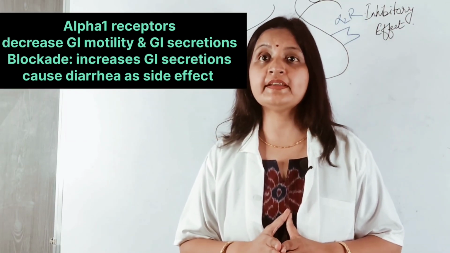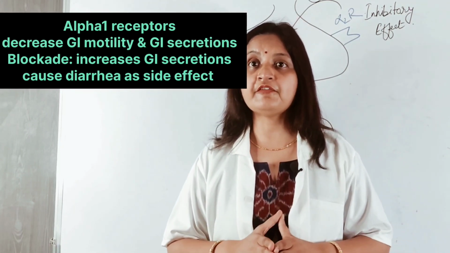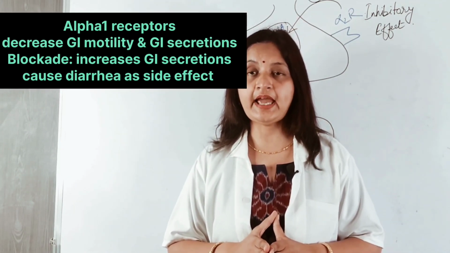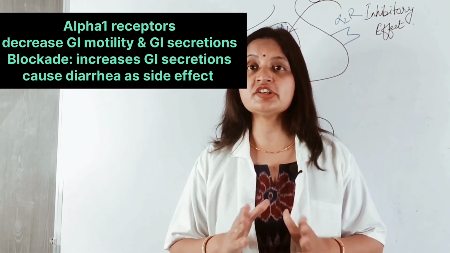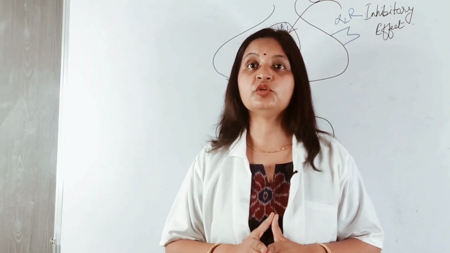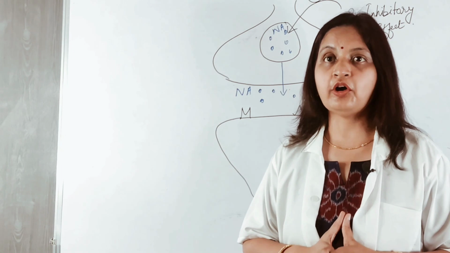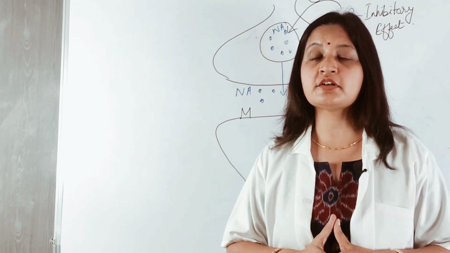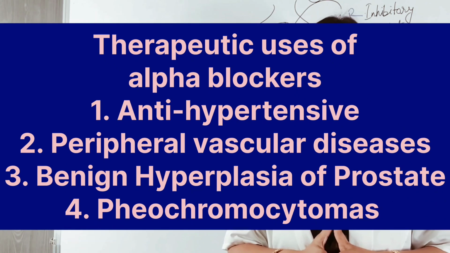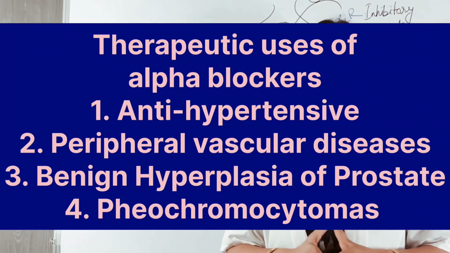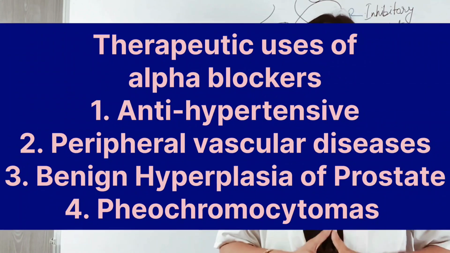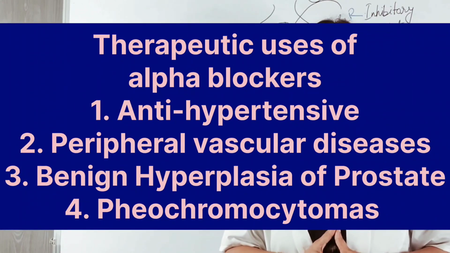Alpha 1 receptors are also present in the GI tract, and stimulation of alpha receptors decreases the GI motility and decreases the GI secretions. By blocking these receptors, the GI secretions increase and there can be diarrhea. So diarrhea can be a side effect of alpha blockers. So in general, the therapeutic uses of alpha blockers are: number 1, they are used as antihypertensive agents. 2, they are useful for the treatment of peripheral vascular diseases, Raynaud's syndrome, frostbite. 3rd, they are useful for the treatment of benign hyperplasia of prostate, providing symptomatic relief from urinary symptoms.